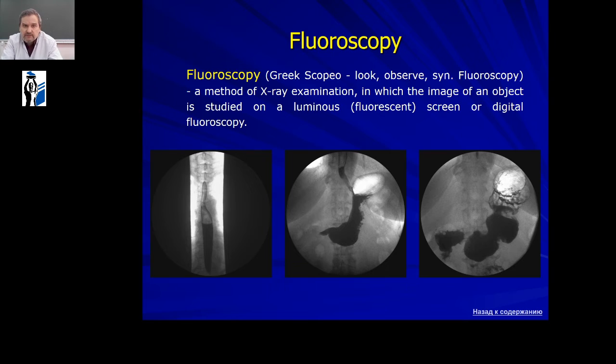The next method is fluoroscopy. Greek skopein is to look, observe; a synonym is fluoroscopy. Fluoroscopy is a method of X-ray examination in which the image of an object is studied on a luminous fluorescent screen, or digital fluoroscopy.